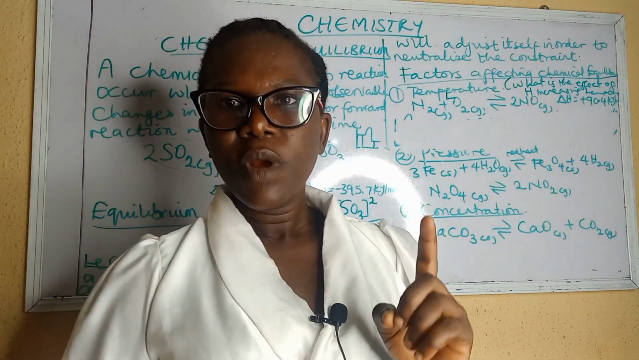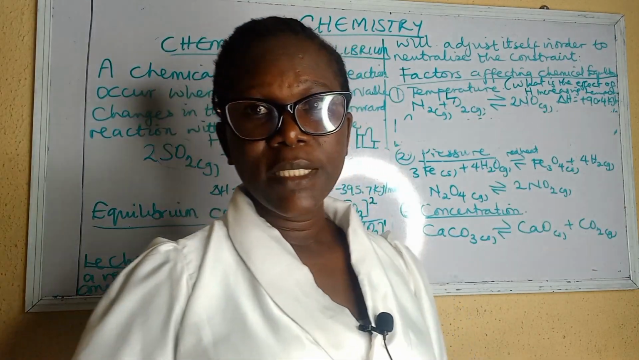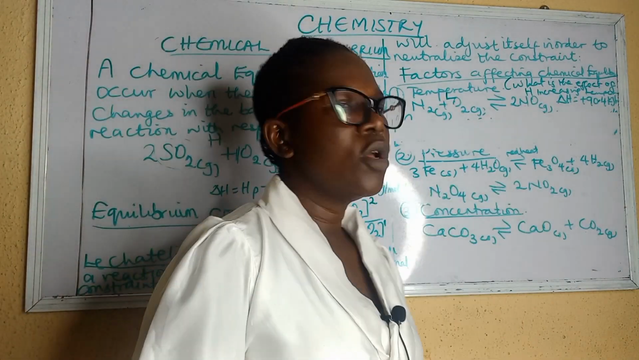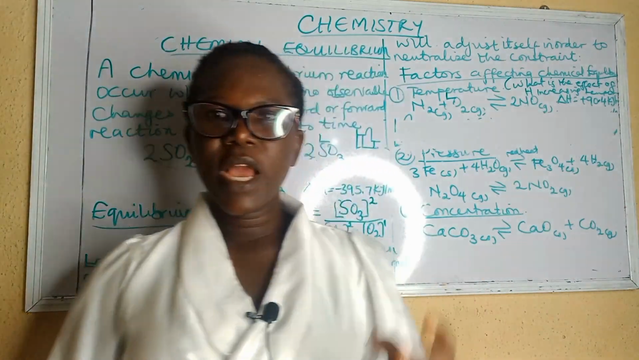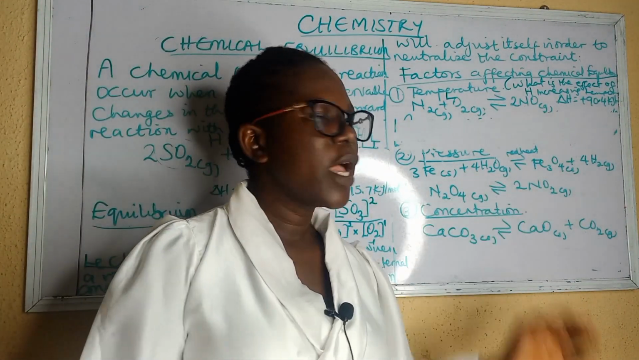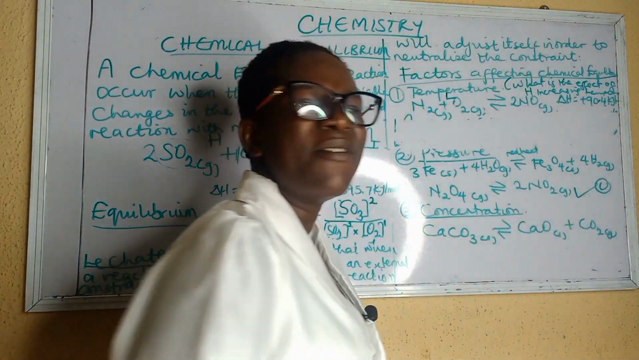So number 1, pressure will affect the reaction, provided the total number of moles on both sides are not equal. And they are not equal. This is 1, this is 2. So how do we look at the effect of pressure? When you increase the pressure of a reaction, in this case in equation 2, what is the effect?